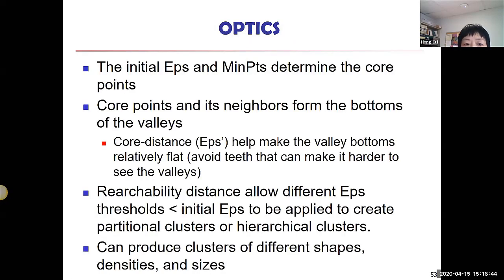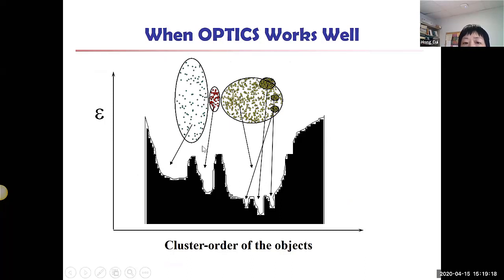I think this is a summary. The idea of using OPTICS is that you are not using a fixed epsilon. You can use an initial epsilon to plot out this graph and then use different epsilon thresholds to cut this graph and find clusters. I think we should also have this example to show how it might work in a hierarchical clustering manner.